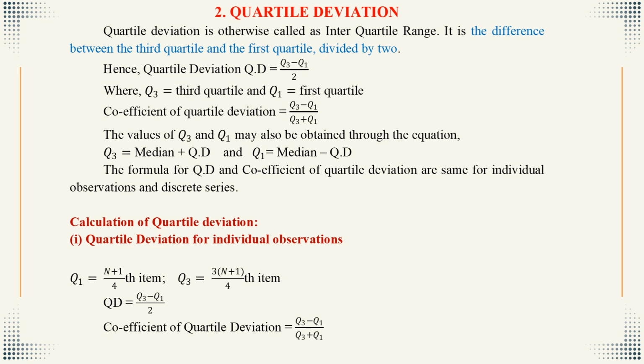For individual observations, Q1 is the (n plus 1) by 4th item. Q3 is the 3 into (n plus 1) by 4th item. Quartile deviation is equal to (Q3 minus Q1) by 2. Coefficient of quartile deviation equals (Q3 minus Q1) by (Q3 plus Q1). The coefficient will always give a value less than 1, since the denominator has the plus value and the numerator the minus value.